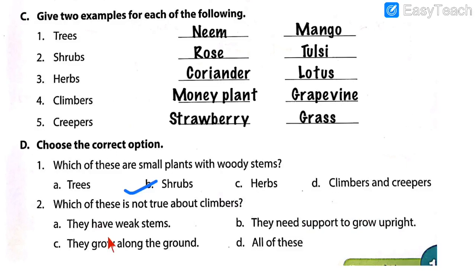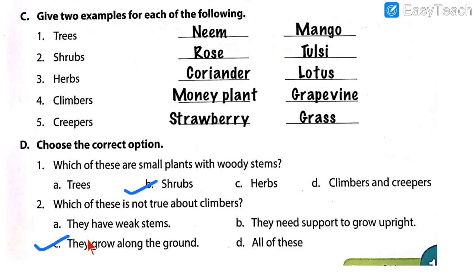Yes, they need support. They grow along the ground. Wrong. They grow upright. They do not grow along the ground. Where do they grow? They grow upright. So that option is wrong. Option number C. So we have to mark that option, as they have said that which option is not true. So I have marked option number C as the correct option.